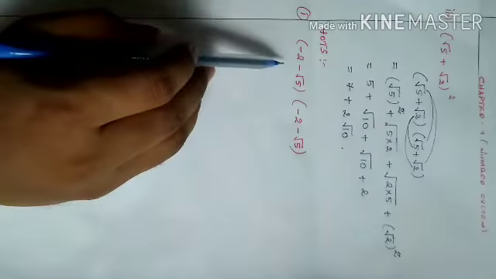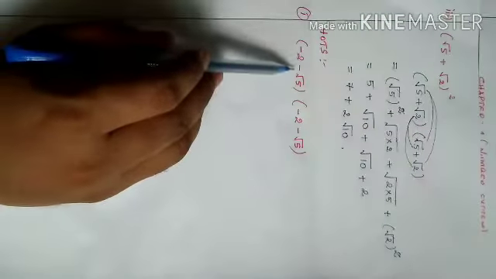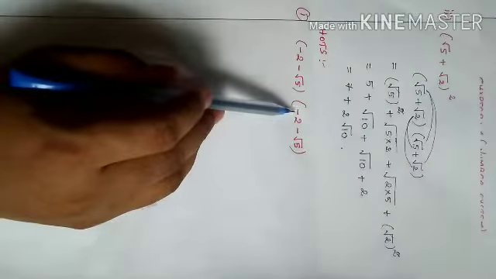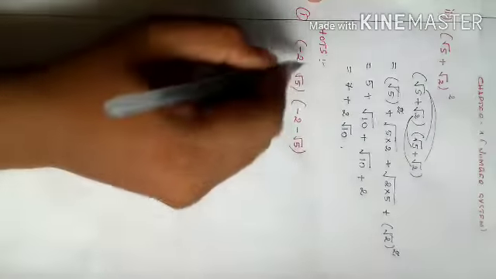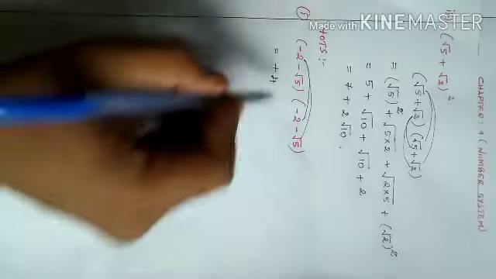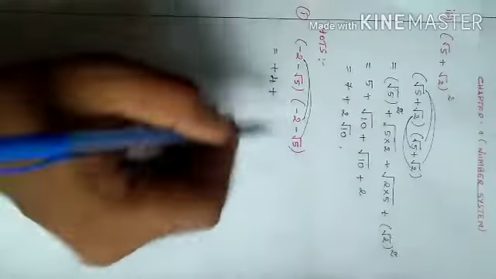Next we are going to look at a different type of sum. Here minus root 2 minus root 5, and again minus root 2 minus root 5. First term to first term and first term to second term. Look at the sign first: minus, minus, so minus into minus, plus, so 2 into 2, 4. Next one, minus into minus, plus 2 into root 5, 2 root 5.